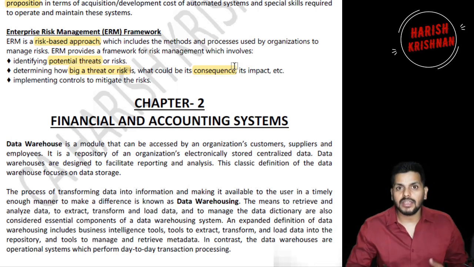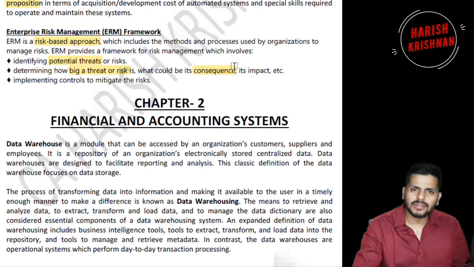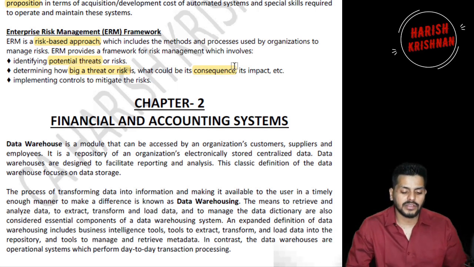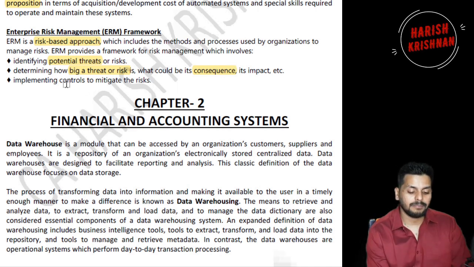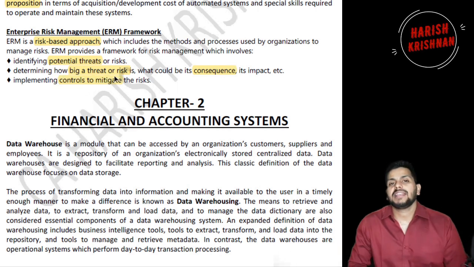Exposure, what is the consequence? So that is something that we can find by using the ERM framework. And finally, after finding that, what will you do? So risk is there, so what? You will adopt controls, implementing controls to mitigate the risk.